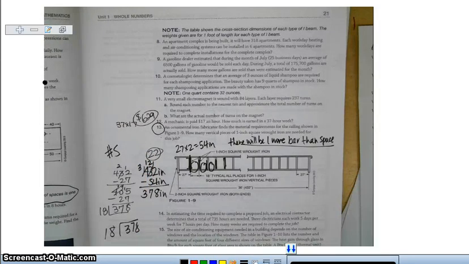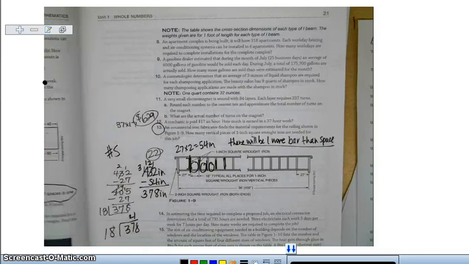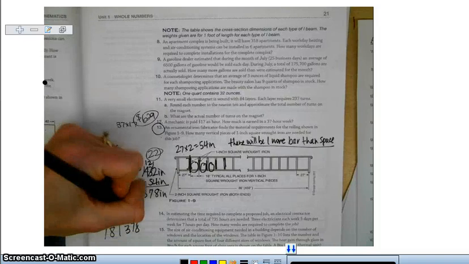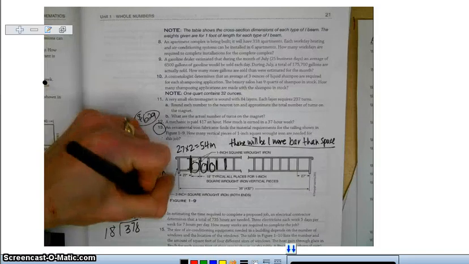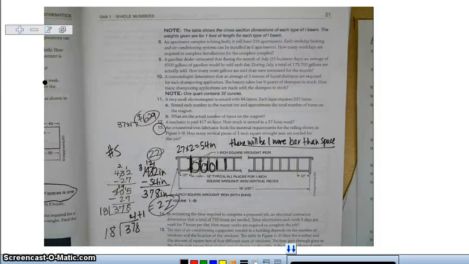So 378 divided by 18 is 21. That means there are 21 plus 1 wrought iron bars. So there are 22 wrought iron bars that we need.